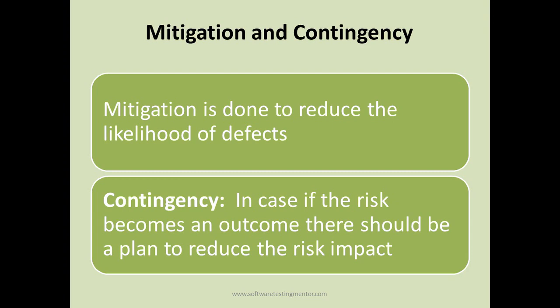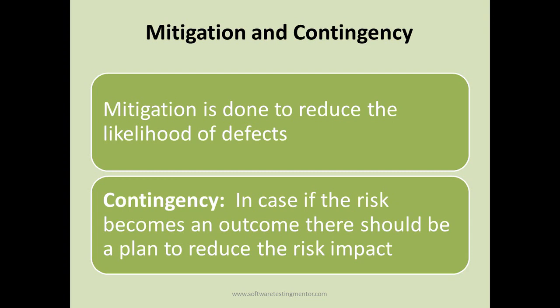So in mitigation, if there is a high priority risk, a high likelihood risk, then you try to mitigate by doing more testing around that, by having a more extensive list of test cases which you execute, which ensures that the released module is of high quality, which reduces the likelihood of defects in production.